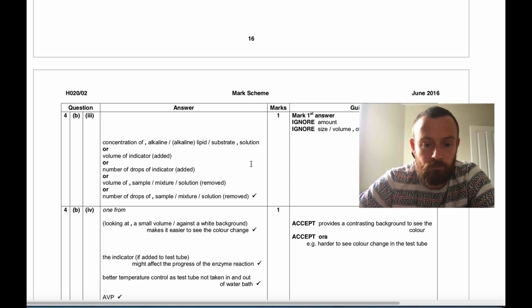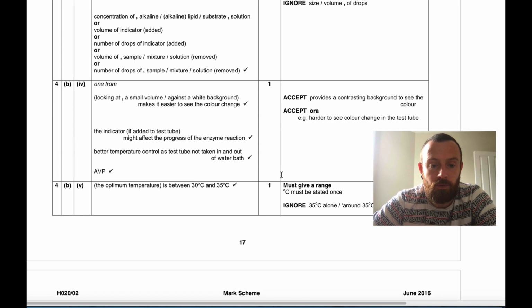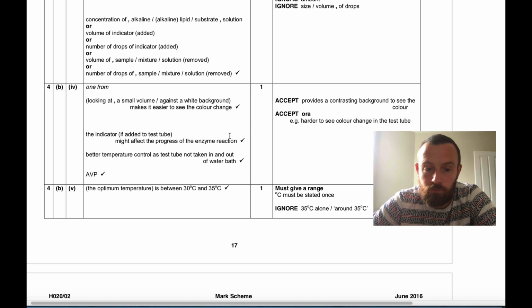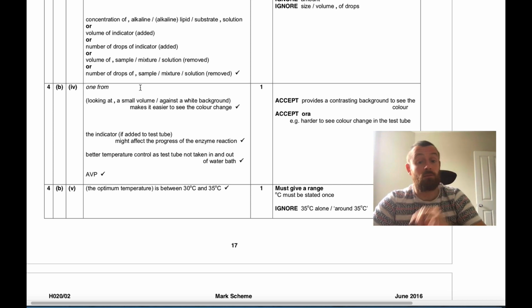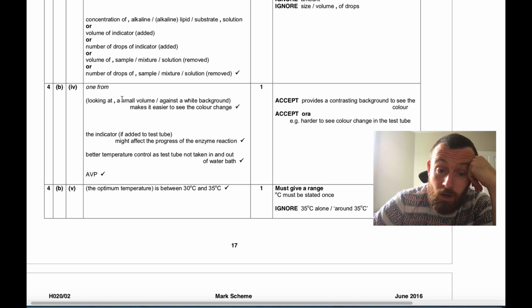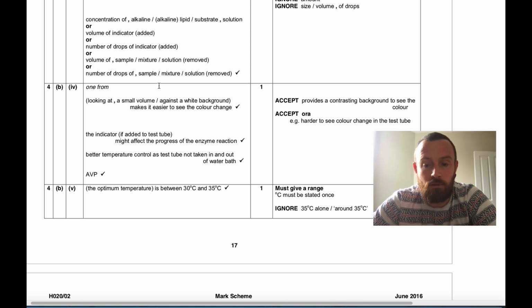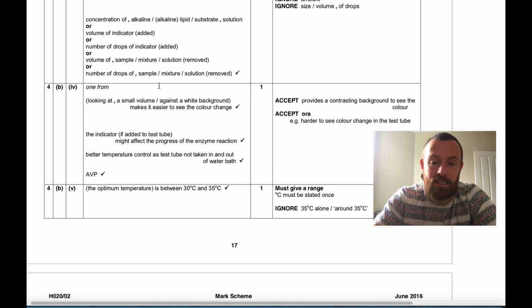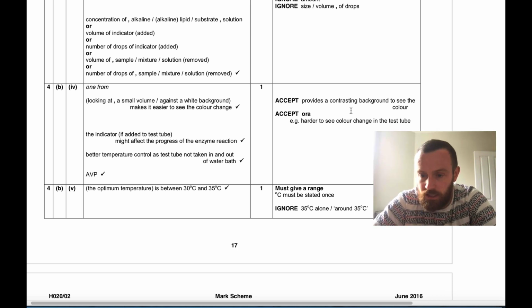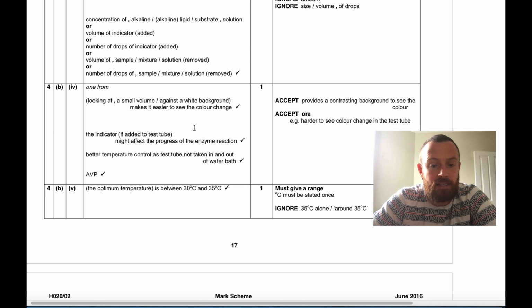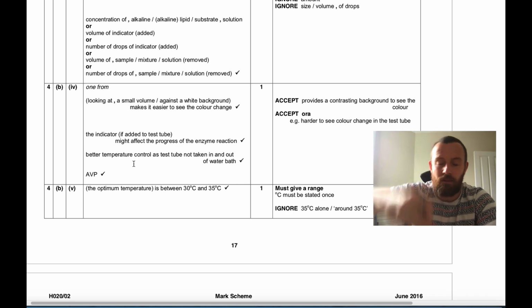Let's have a look at the mark scheme now. So 4B, the white spotting tile, this is something that I didn't think of. This is a good one. Looking at the small volume against the white background makes it easier to see the color change. And what it said here is a nice explanation of that. It provides a contrasting background color with which to look at the pinkness. This is what I said: the indicator might affect the progress of the enzyme reaction, potentially. And this is another thing you could have said: better temperature control as the test tube is not taken in and out of the water bath constantly to look at it. Yeah, that's also a very good point.